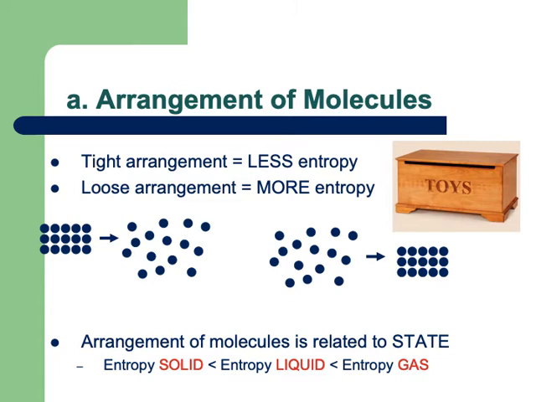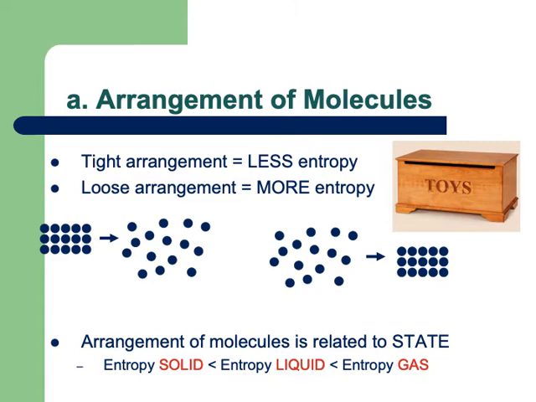So a solid, and it makes sense because a solid like an ice cube is more tightly arranged. It has less entropy than if it was in a liquid form, than if it was in a gaseous form where there's more molecules and more randomness.